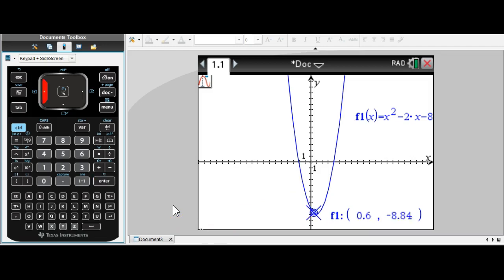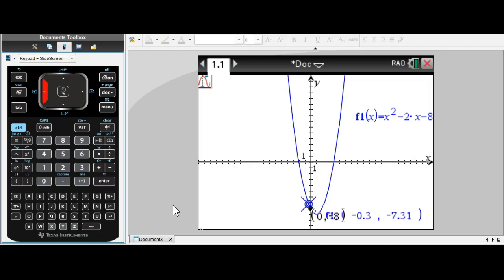As I move through the graph and I get to the y-intercept, you would notice on your calculator that it actually says it's our y-intercept. So I can see the coordinates of our y-intercept is 0 and minus 8. Now if you want to store those coordinates, we just have to press enter and the calculator stores those coordinates.